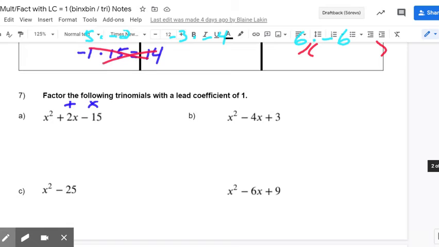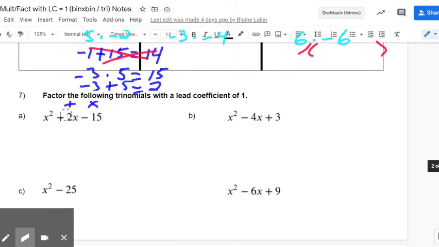All right. Another possibility is, well, there actually aren't very many possibilities here. The only other possibility is 3 and 5. So we're going to go negative 3 times positive 5. When I multiply negative 3 times 5, I get negative 15, and then when I add them together, I get 2. And that's exactly what we were looking for in the middle there.